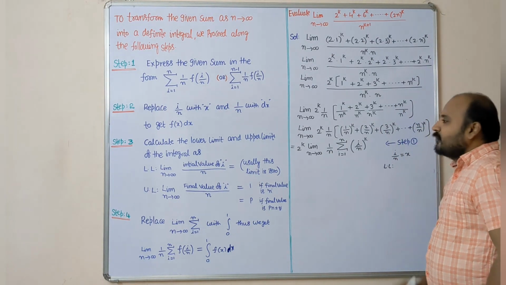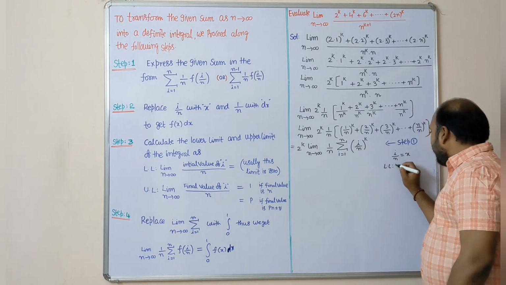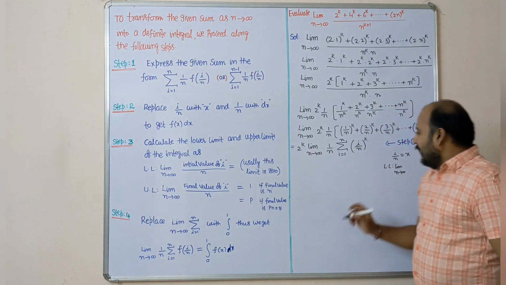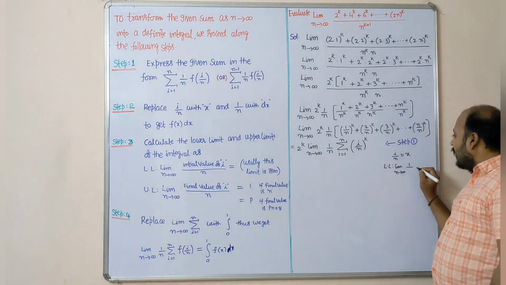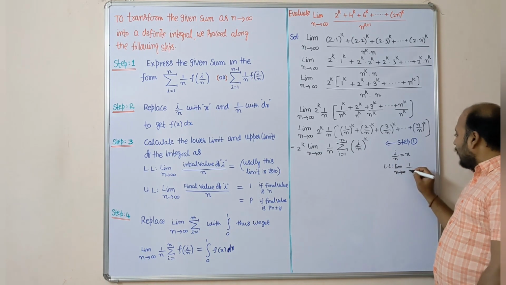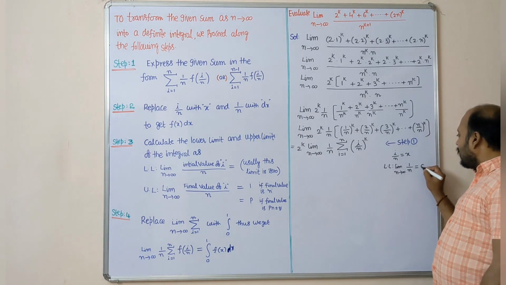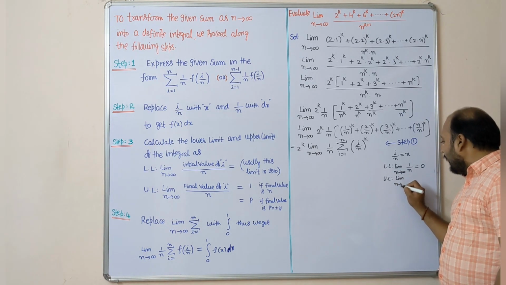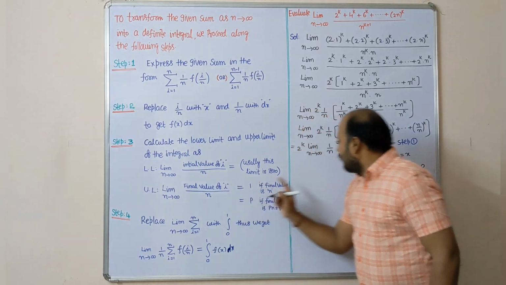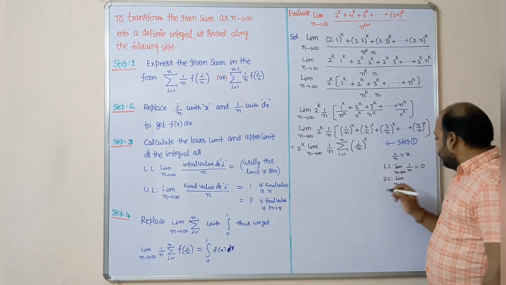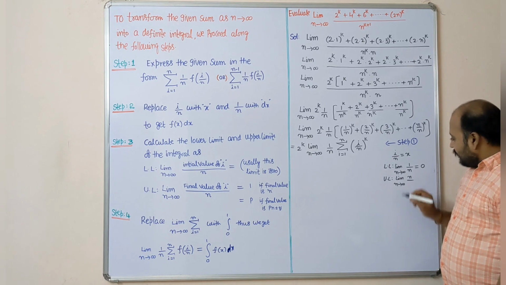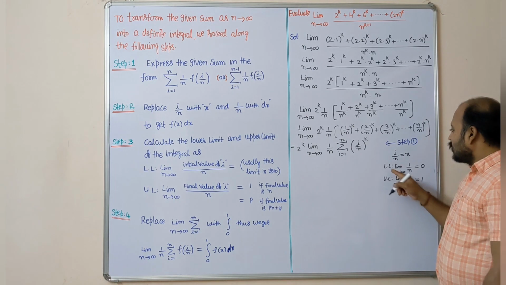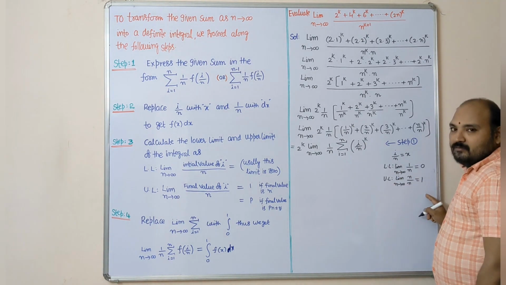Lower limit, n tends to infinity, initial value of i is what? 1. By total n, how many values are there? n tends to infinity, so 1 by n value is what? 0. Next, upper limit, n tends to infinity, final value of i is what? n by n is equal to 1. Obviously we are getting 1. So lower limit is 0, upper limit is 1.